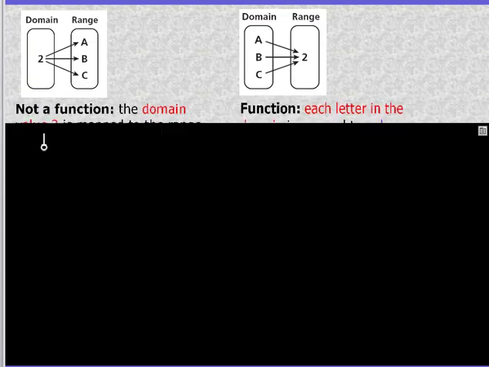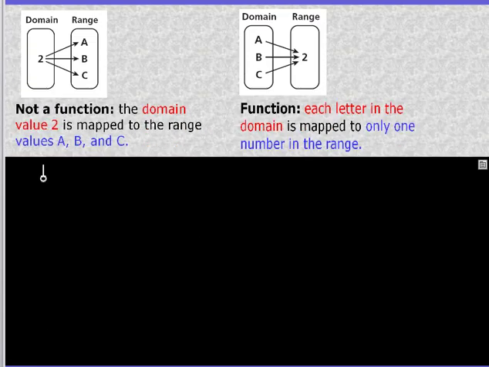All right, so examples of functions, not functions. Not a function because for the input value 2 we have multiple possible output values. This is a function because for each input value I know exactly what the output value is. And for a function you can have the same output value for multiple inputs. You just can't have it the other way around.